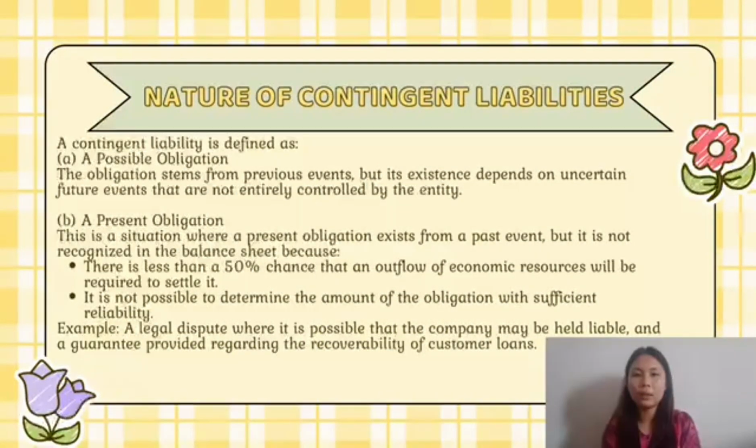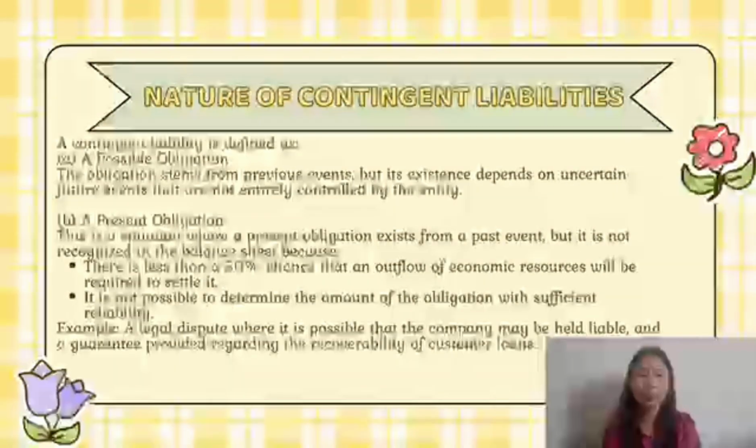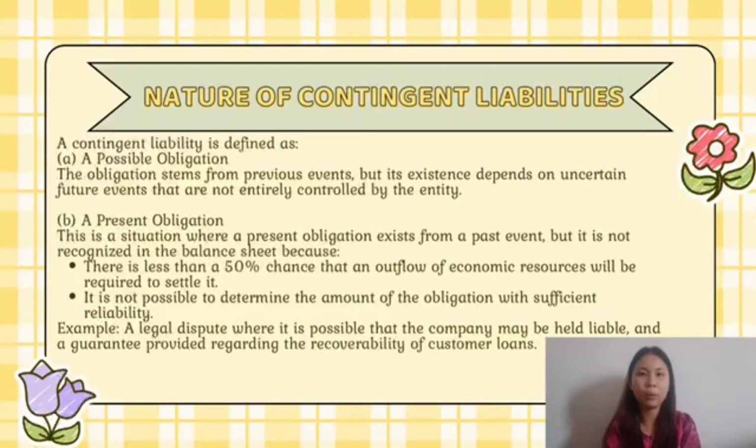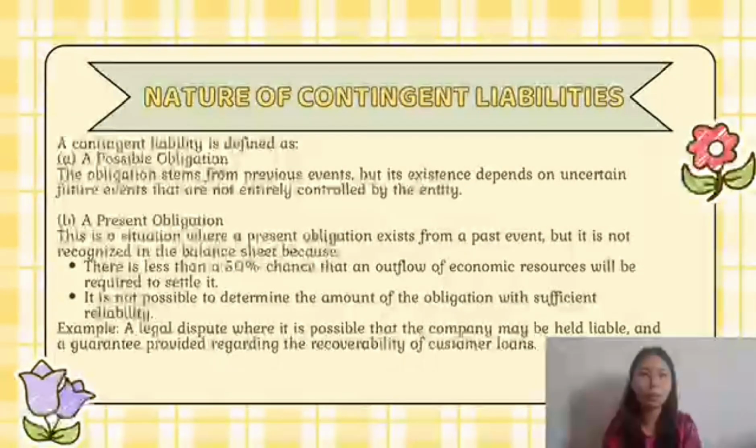Next is the nature of contingent liabilities. A contingent liability is not recognized in the financial statements but is disclosed in the notes. It arises when there is uncertainty about whether an obligation exists or whether payment will be required. There are two types of contingent liabilities. The first is a possible obligation, where the obligation depends on uncertain future events that are not within the company's control. The second is a present obligation that is not recognized, because the probability of payment is low, or the amount cannot be estimated reliably.